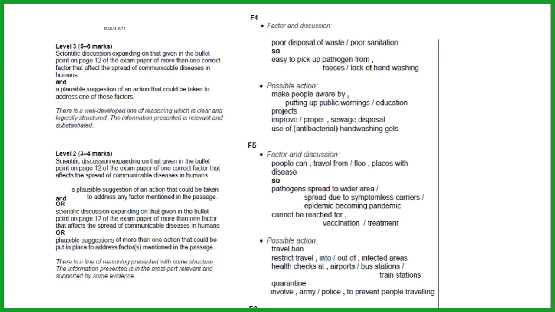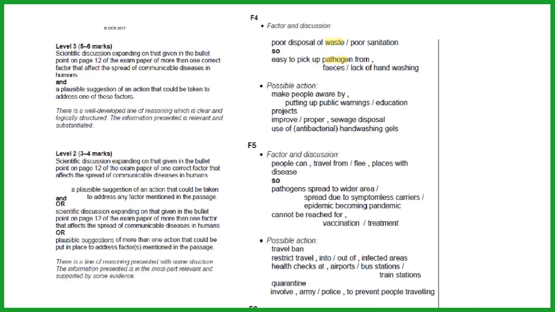So the poor disposal of wastes, why is that a problem? Because you can pick up the pathogen from the feces. Possible actions, education projects, sewage disposal, use of hand washing gels.